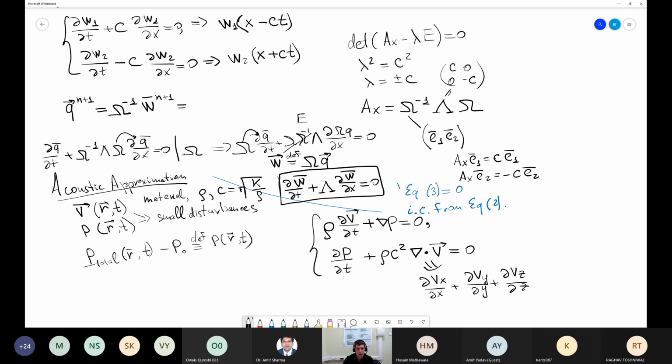And what we can write is omega minus 1, and here we can write element-wise w1 at the point x minus c tau at the previous time layer, and here w2 at the point x plus c tau at the same previous time moment. This is the key formula.